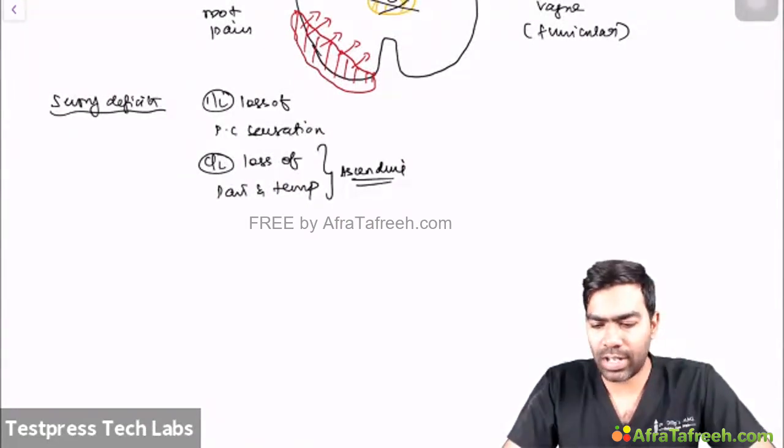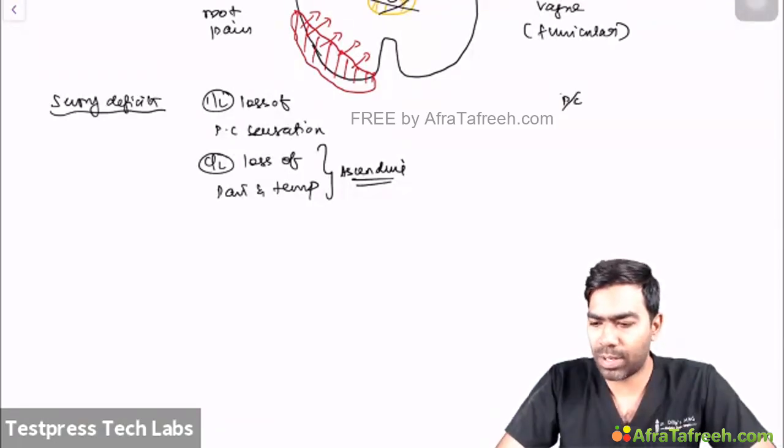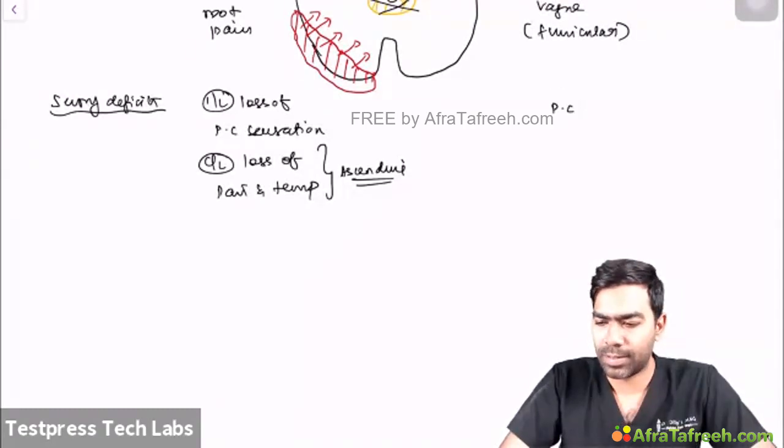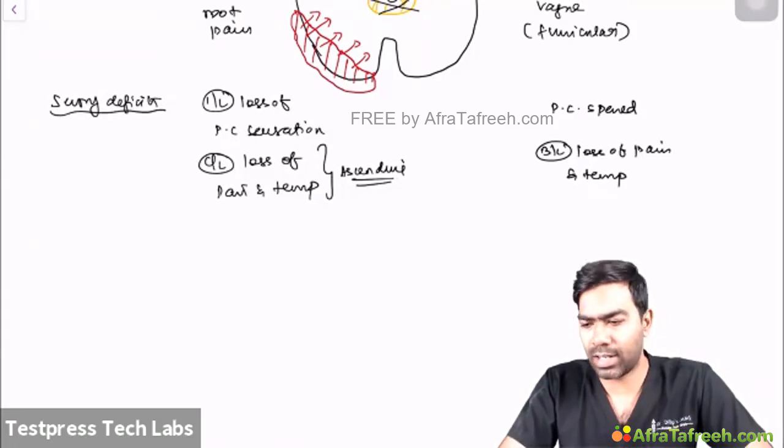On the other hand, if you take the sensory deficit here, the posterior column will be completely spared. In the sense, I can write the posterior column as spared. There'll be no problem in the posterior column. And there will be bilateral loss of pain and temperature because it's a central cord. It will be more symmetric in nature.